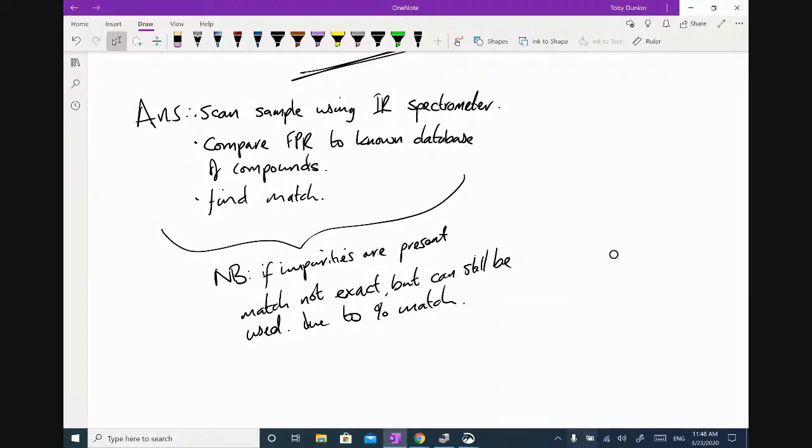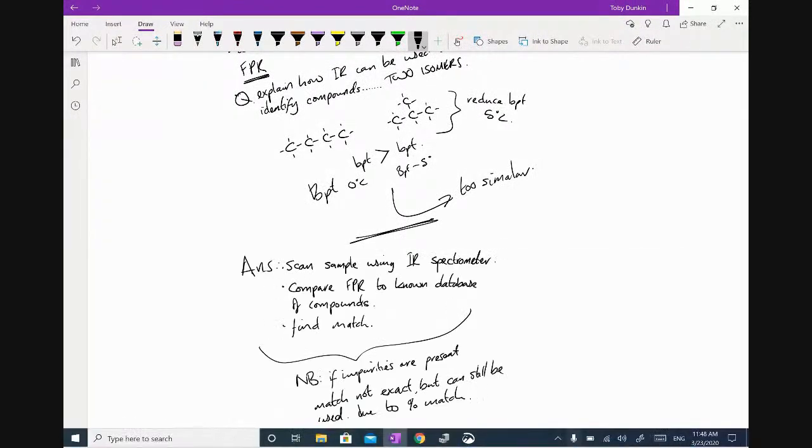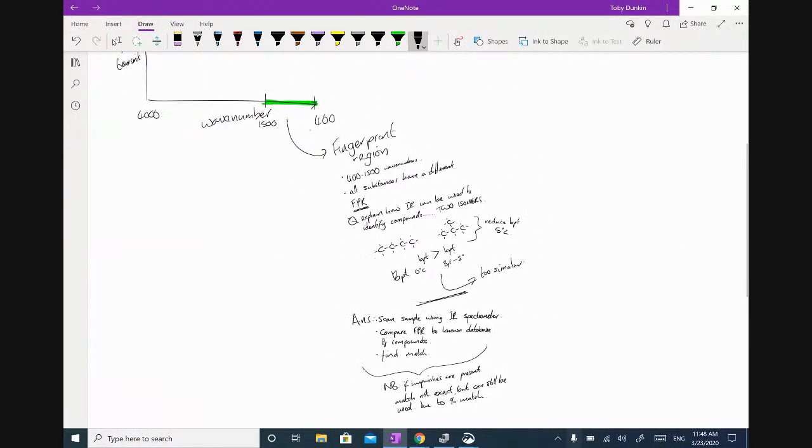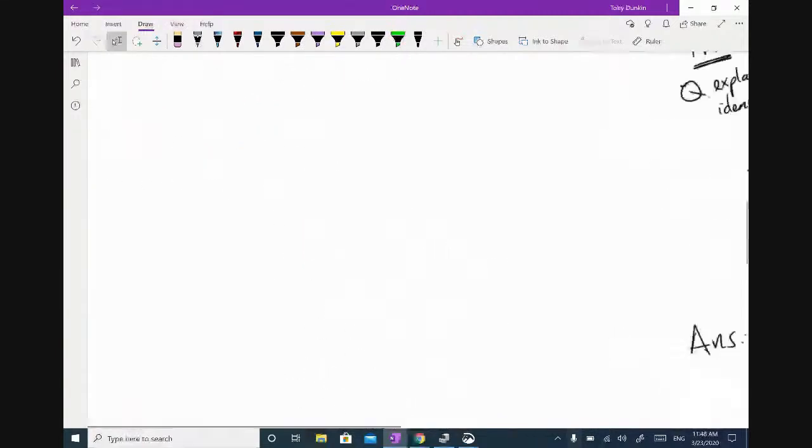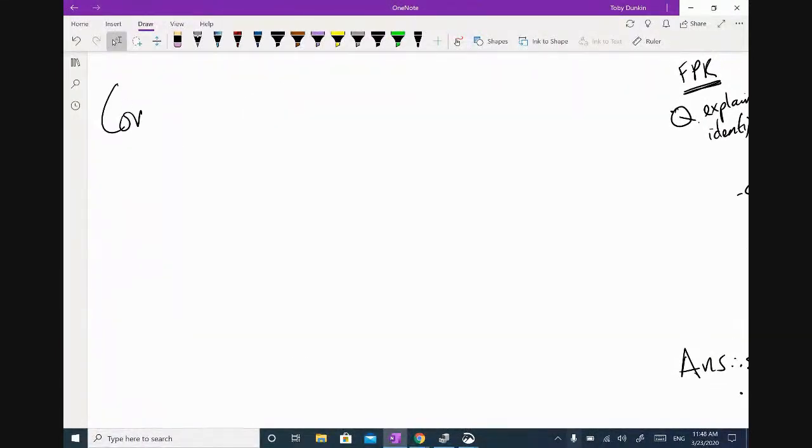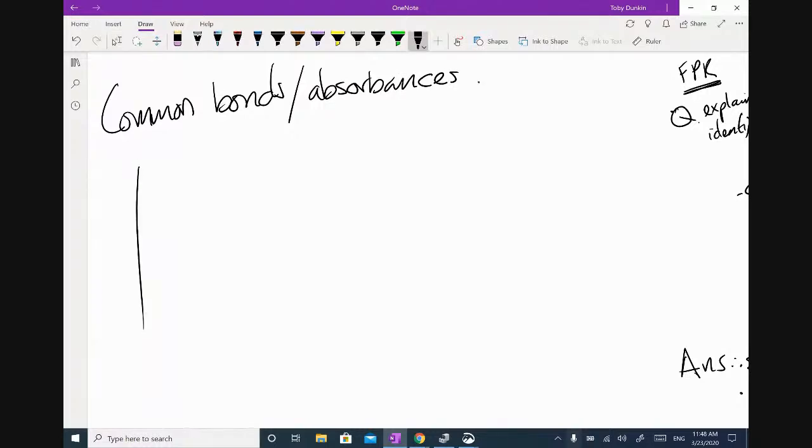Okay, so now that we've covered the fingerprint region, I want to look at some common bonds and absorbances. At this point, I'm just going to draw a whole load of images. First thing is you're going to get a broad peak there like that. I don't need a line that long. This here is the OH bond, alcohol.